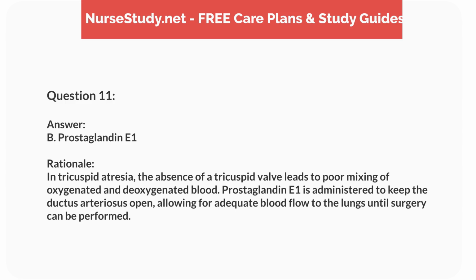Answer: B. Prostaglandin E1. Rationale: in tricuspid atresia, the absence of a tricuspid valve leads to poor mixing of oxygenated and deoxygenated blood. Prostaglandin E1 is administered to keep the ductus arteriosus open, allowing for adequate blood flow to the lungs until surgery can be performed.